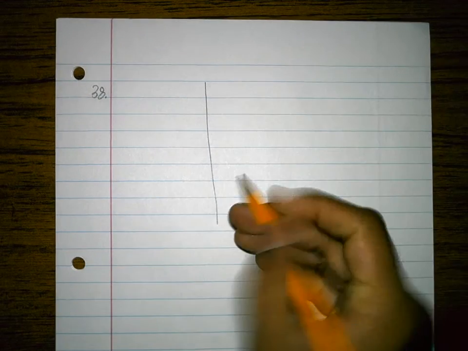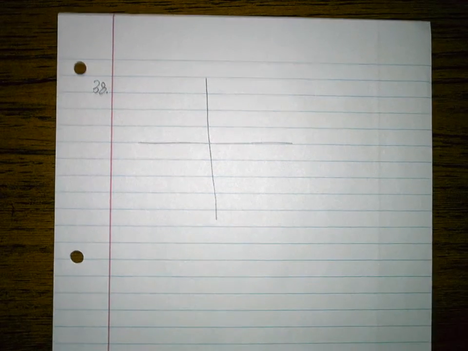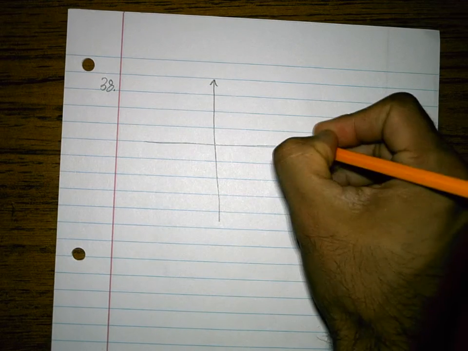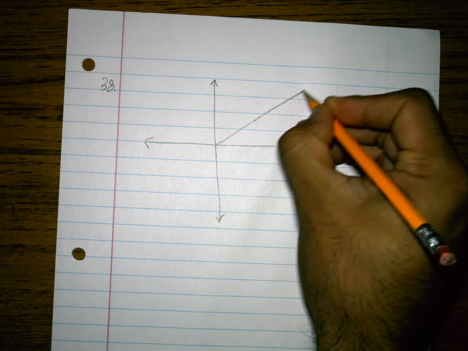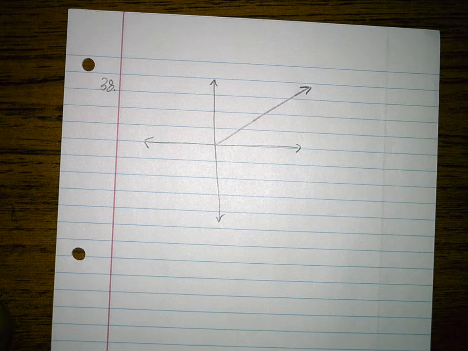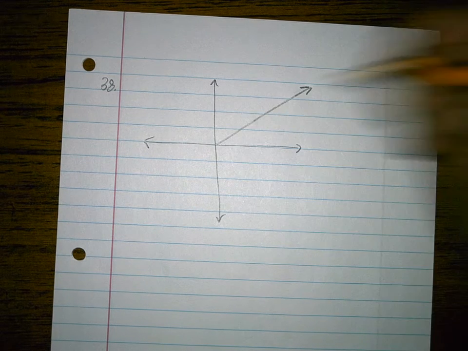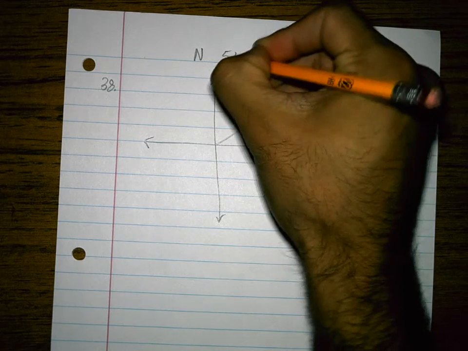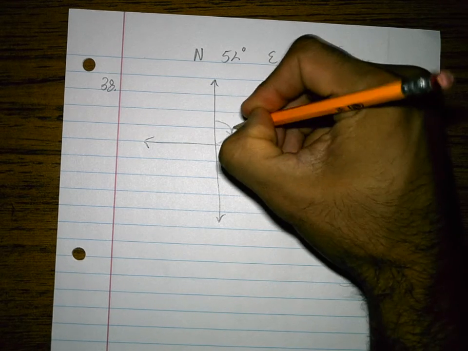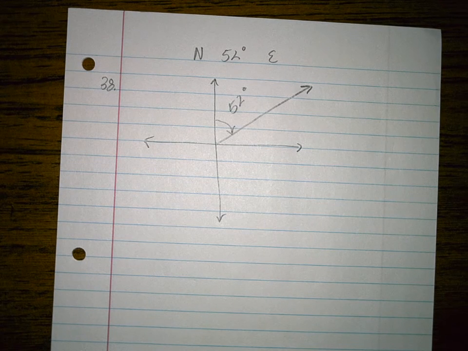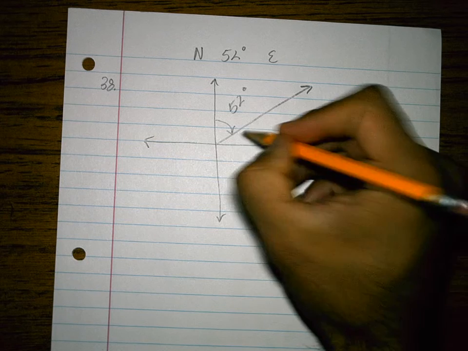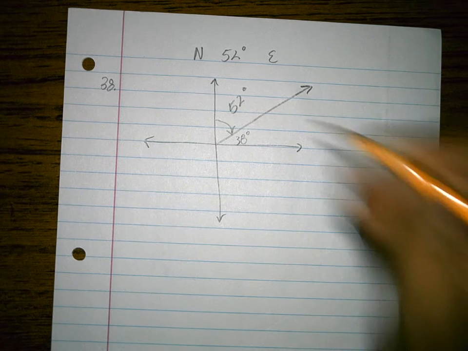So here comes this. I'm going to go ahead and draw myself some bearings here. And it's going north and east, so it's going this direction right here. It says it has a bearing of 52 degrees. So remember, that's from the north to the east. So the bearing is north 52 east. So right here is 52 degrees. So using its complement, this is 38 degrees.